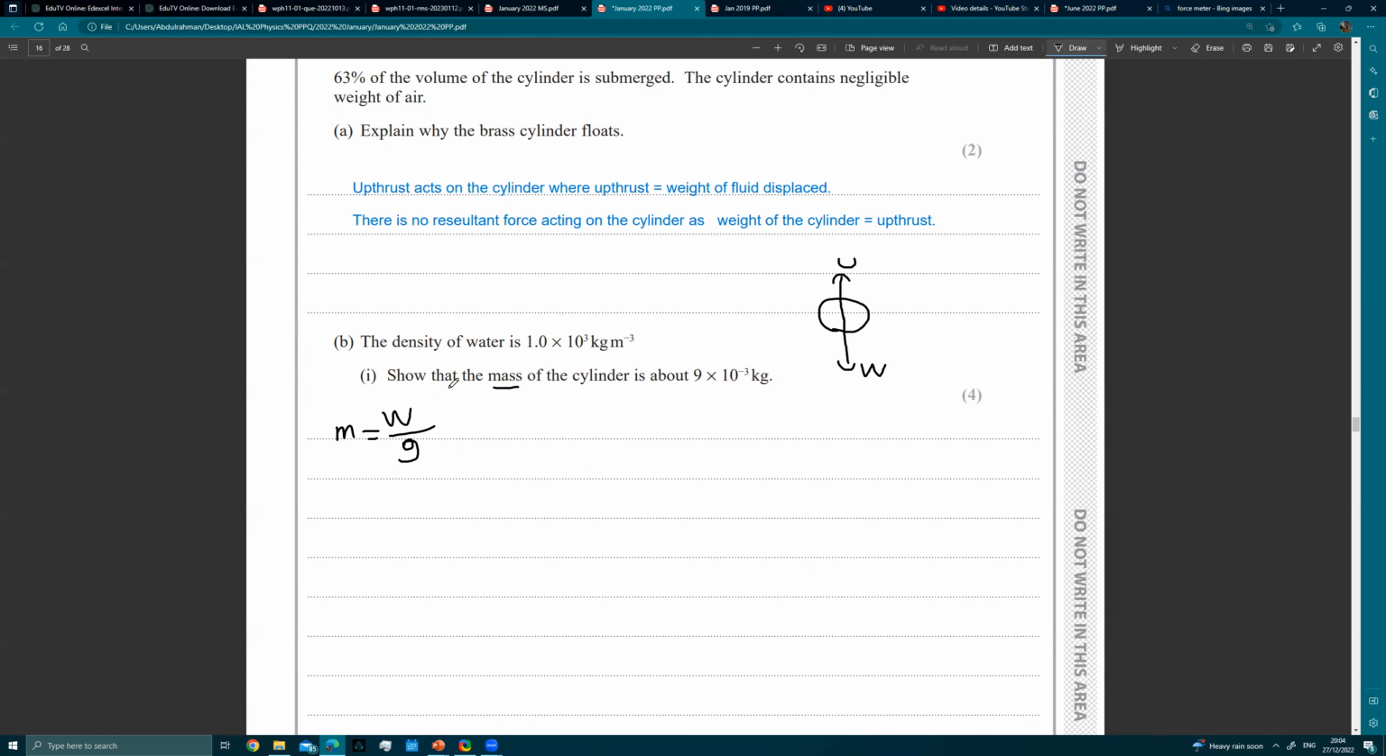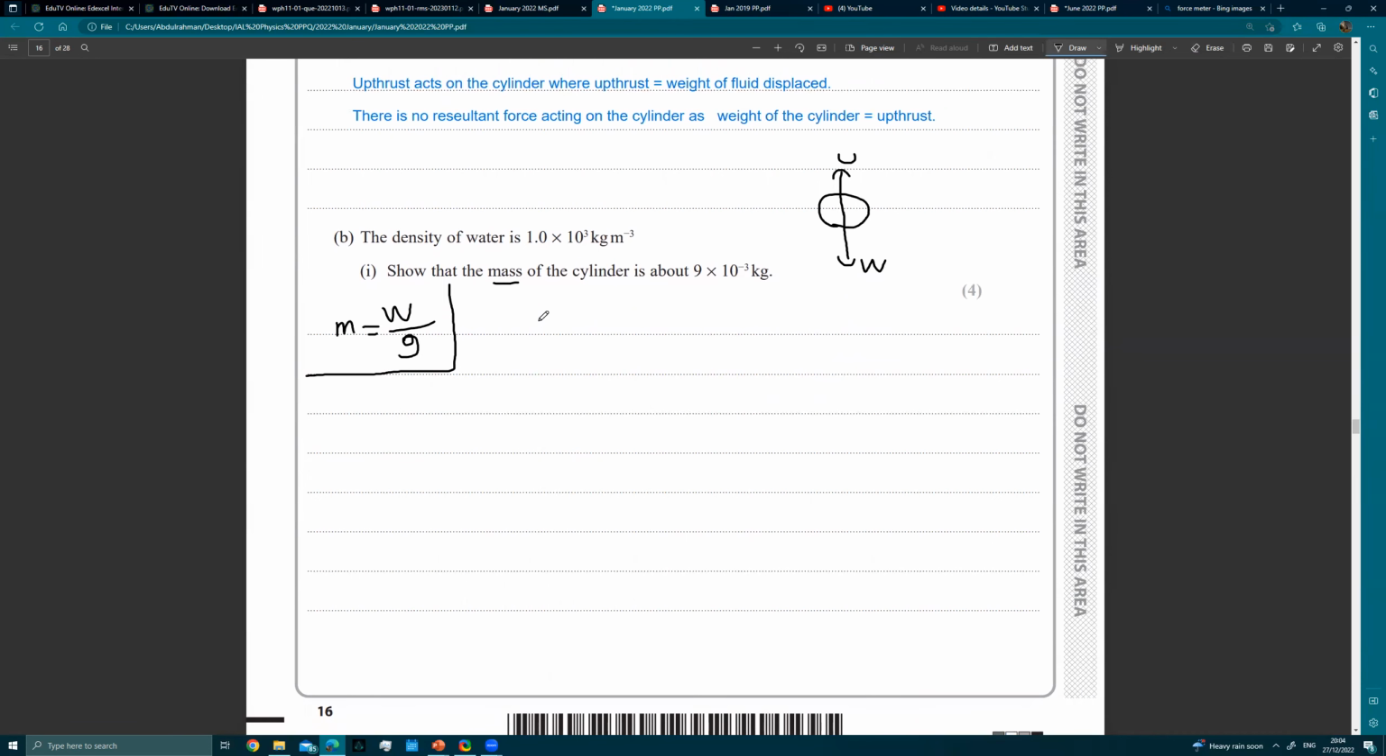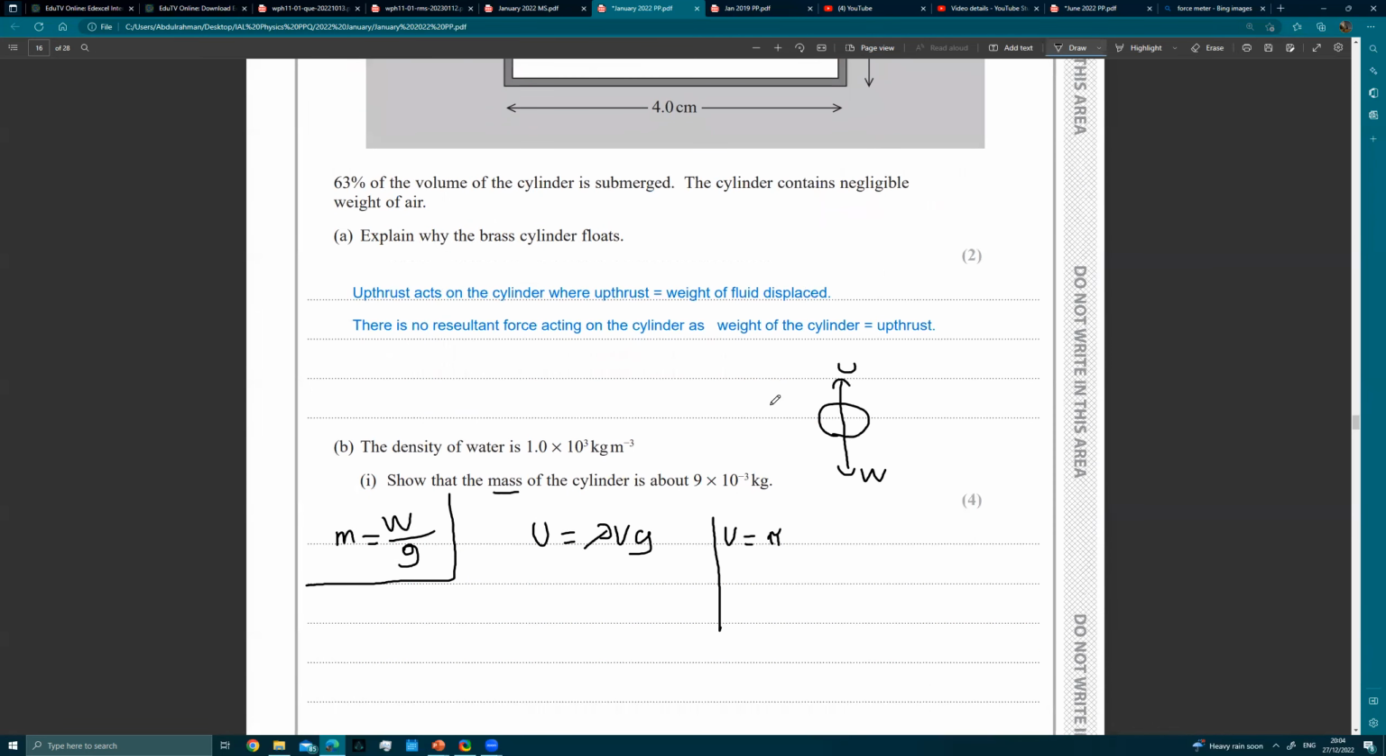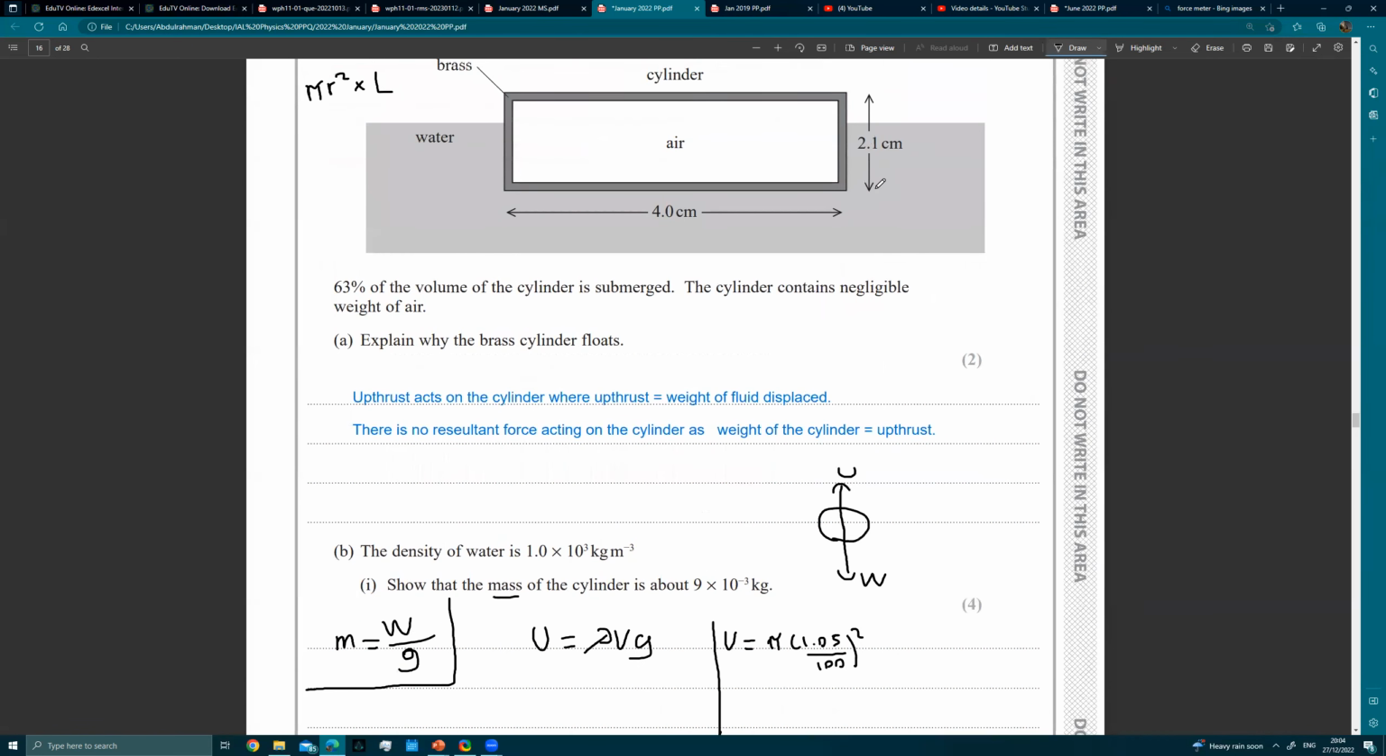Okay, so first I worked out the volume by doing pi r squared multiplied by the length. So 2 times 2, 4 pi multiplied by 2.1. Is that right, for the volume? Yeah, so the volume is pi r squared. The radius is 1.05 because the diameter is 2.1, but I had to divide by 100 because it's given in centimeters.